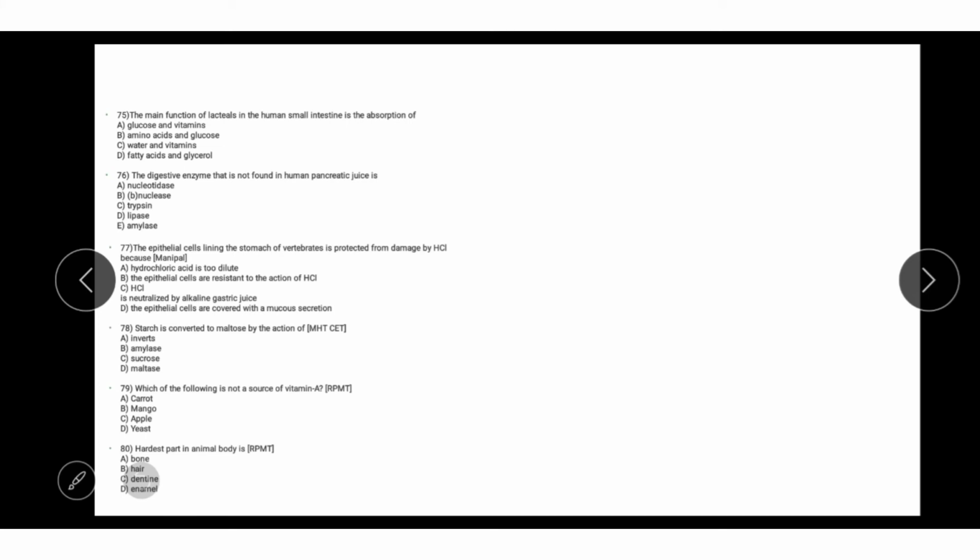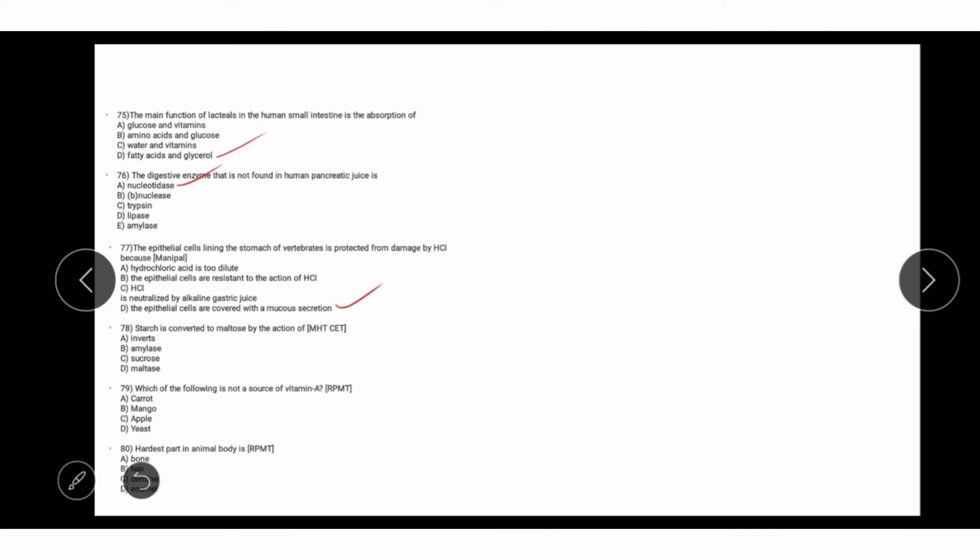The main function of lacteals in the human small intestine is the absorption of fatty acids and glycerol. The digestive enzyme that is not found in human pancreatic juice is nucleotidase. The epithelial cells lining the stomach of vertebrates is protected from the damage by HCl because the epithelial cells are covered by the mucous membrane. Secretion which is secreted by the mucous cells.